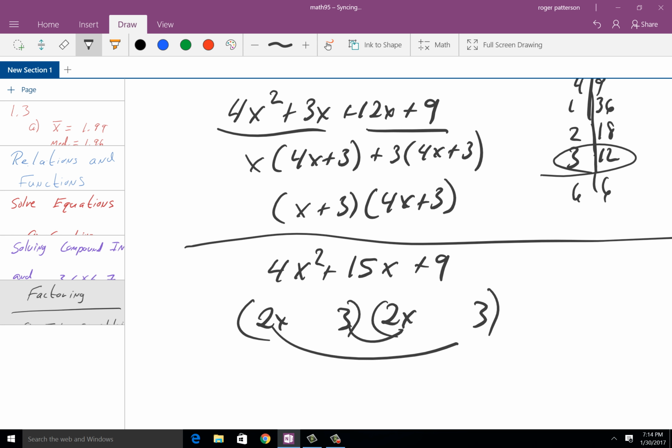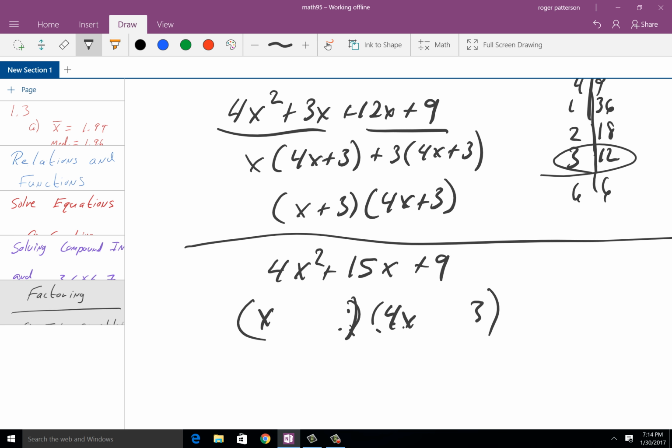6 and 6 gives me 12. Rats, that doesn't work. I really don't think the 9 and the 1 are going to work very well, because when I multiply 9 times 2, what am I going to get? 18. So you see, you've got to know a little bit about what this is going to look like when you do it this way. So let's just go with this one here.